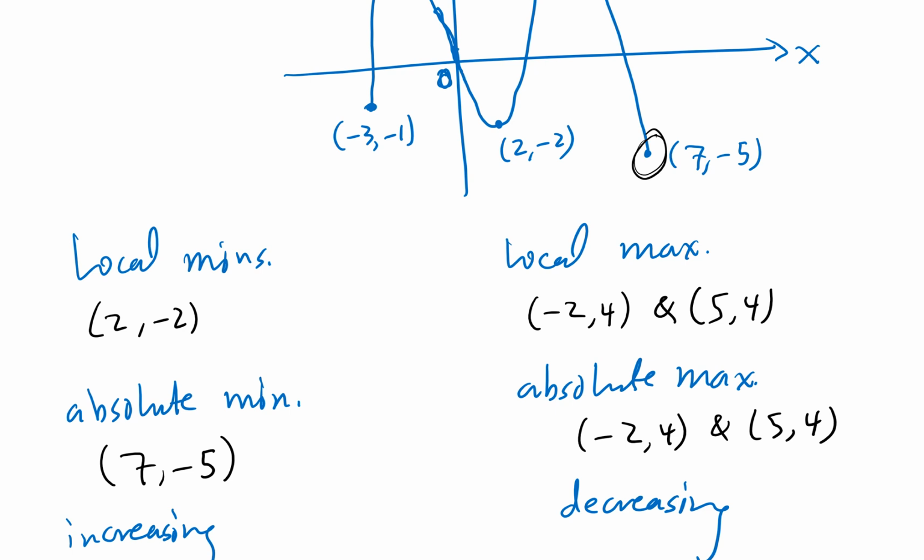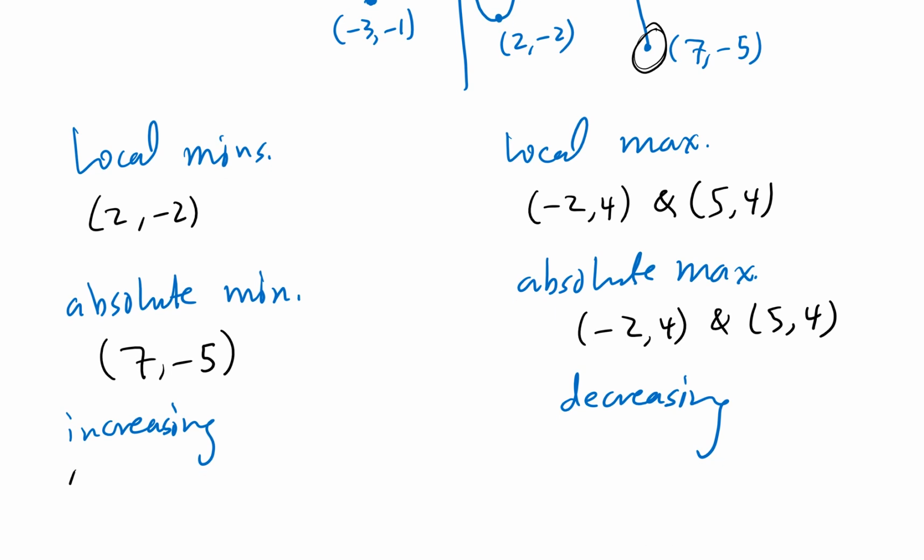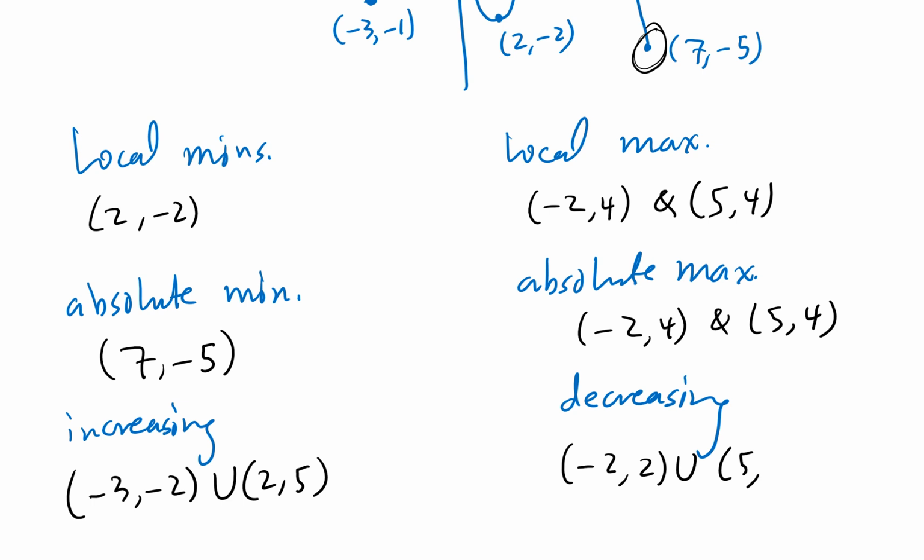The same thing is true for increasing. If you look at the graph, the graph increases from -3 to -2, union 2 to 5, and decreases otherwise, -2 to 2, union 5 to 7. That's where it's decreasing.